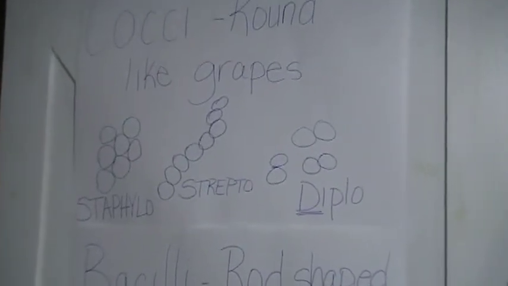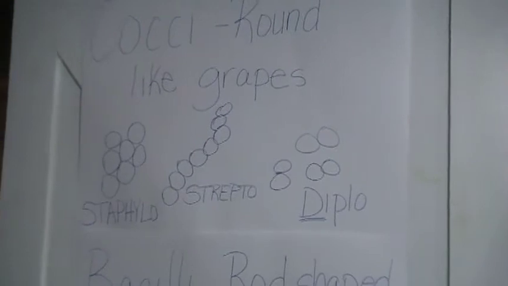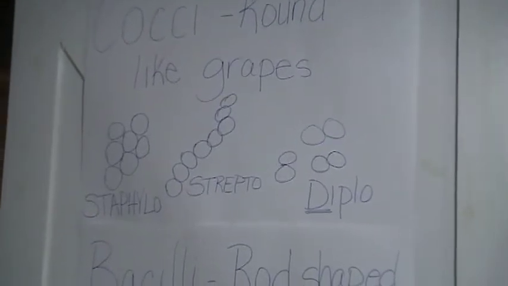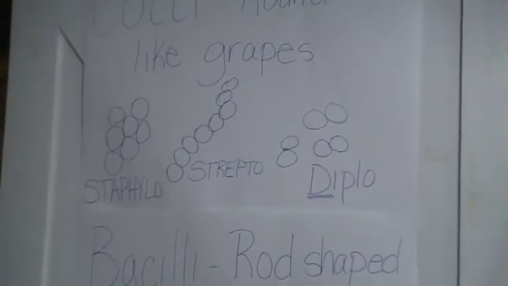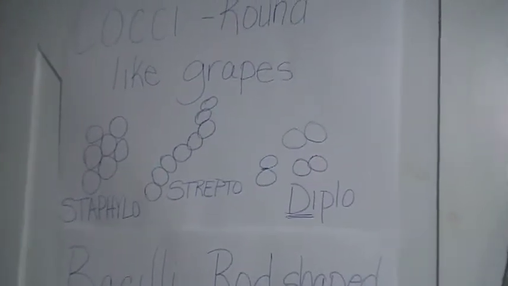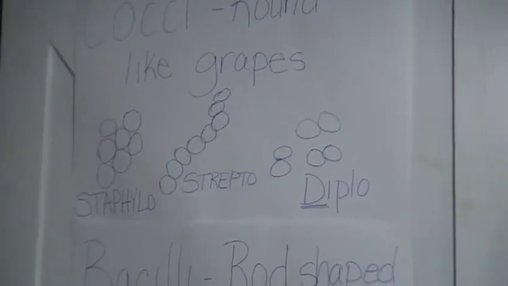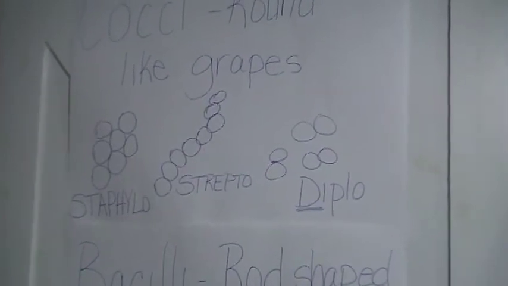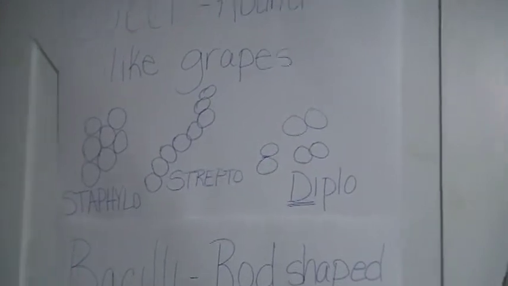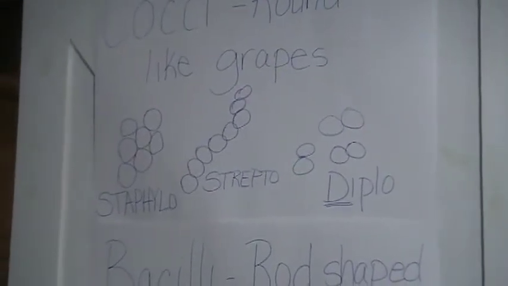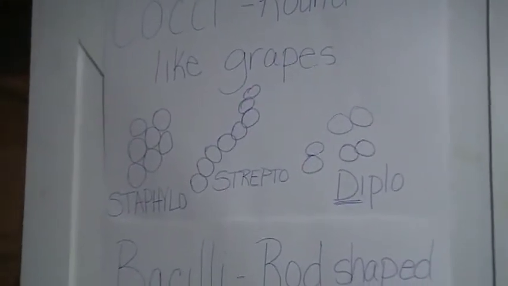Diplococci. Okay, they are spherical. I'm not too good at drawing spheres, so just know they're like a marble. But they grow in pairs. And diplococci is what causes pneumonia. And you die from pneumonia, or you can die from pneumonia. So that's the way to remember diplococci. You die from pneumonia.